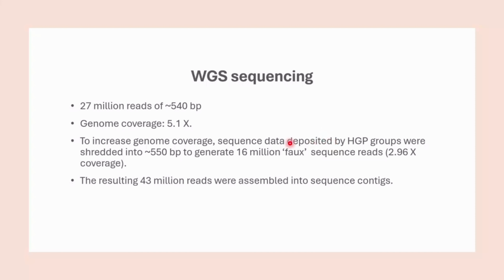So they took that Human Genome Project DNA and broke it into these fake reads, because you already have the sequence of a huge piece of DNA. So all you do is break it into pieces of 540 base pairs, and then you map that along with the data that you produced.